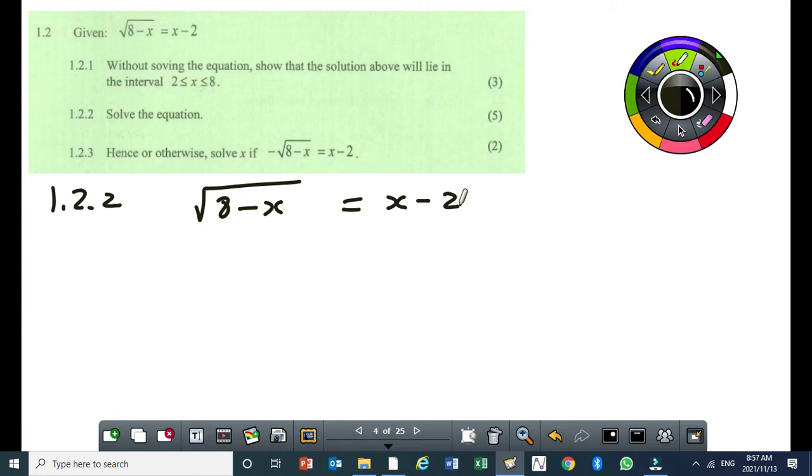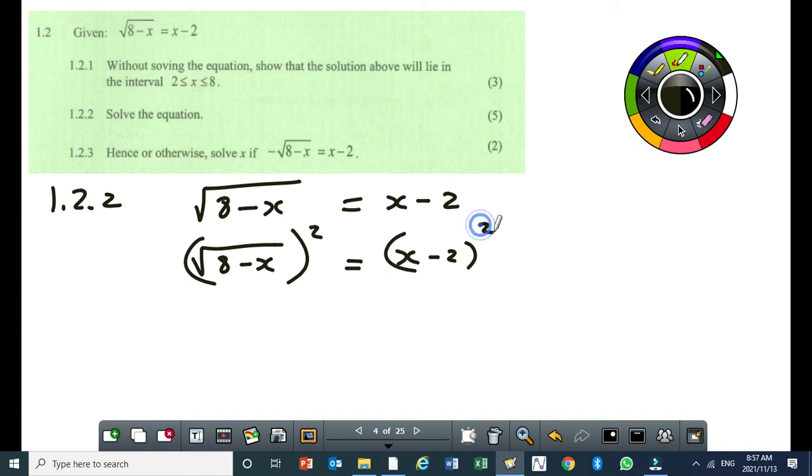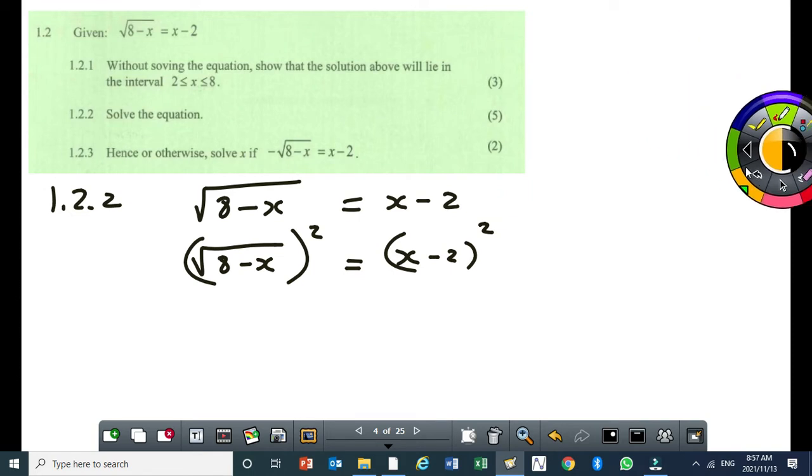You get 1 mark for squaring both sides, don't ever forget that. So my next step is to write square root of 8 minus x, squared. Now when you square the right hand side, it's a binomial, it's one number. Okay? So you treat the x minus 2 as one number, then you square it as one. So you have to put the x minus 2 in brackets. Please don't be tempted to write it as x squared minus 2 squared. This is wrong.